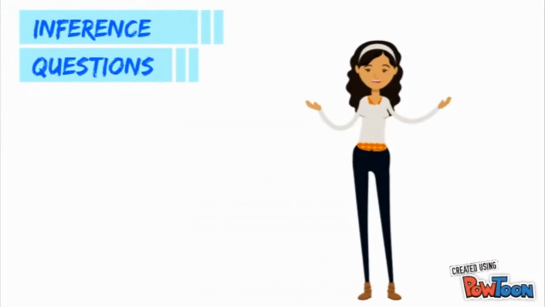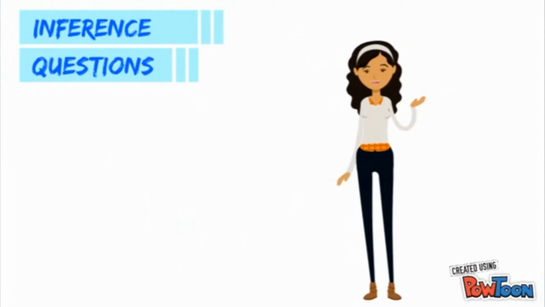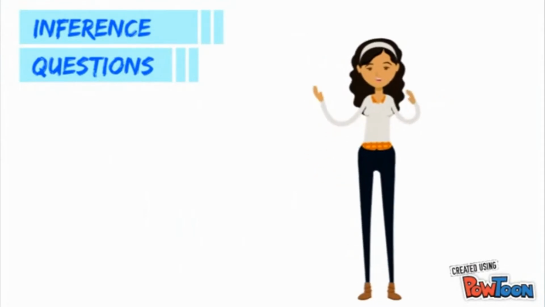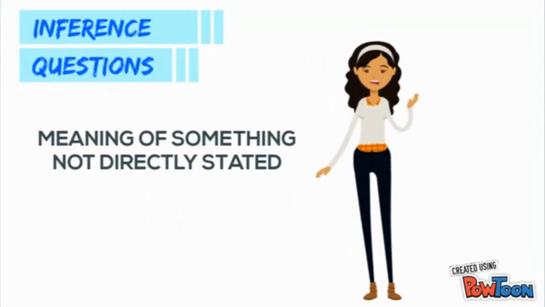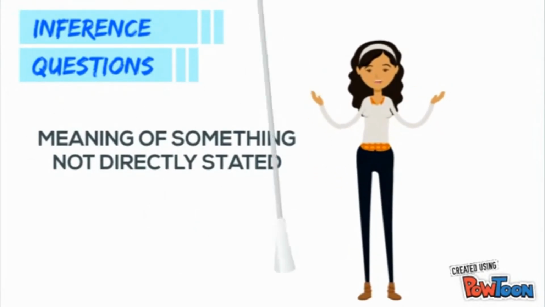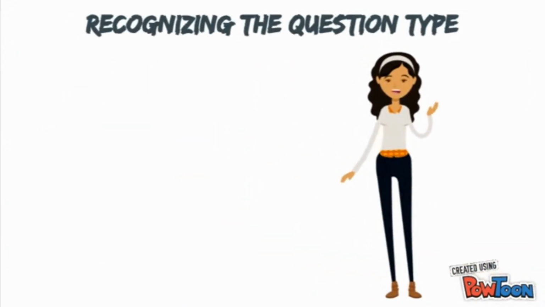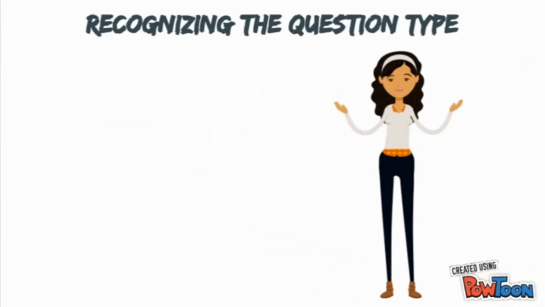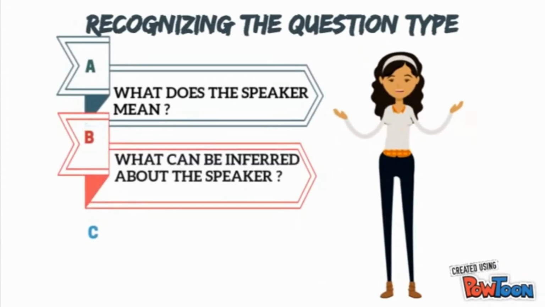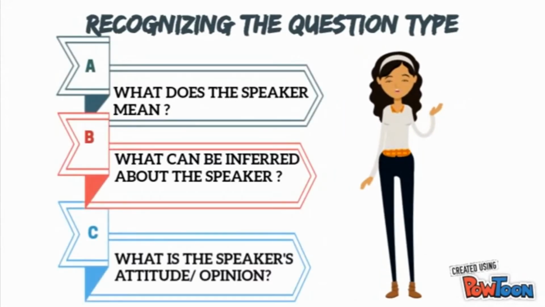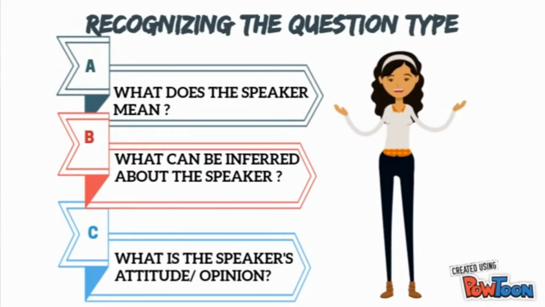The next type is inference questions. This kind of question asks the listener to show understanding of the meaning of something that is not directly stated in the lecture or conversation. You can recognize inference questions because they use phrases like, what does the speaker mean? What can be inferred about the speaker? And what is the speaker's attitude or opinion?